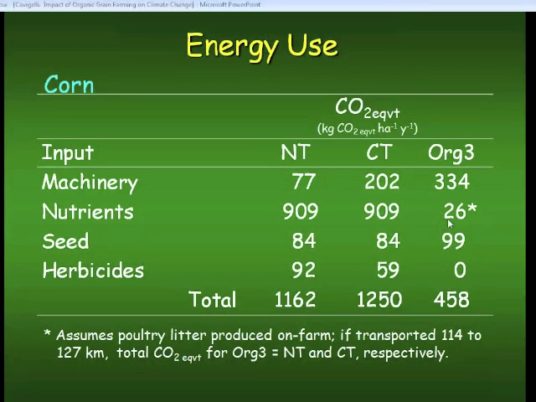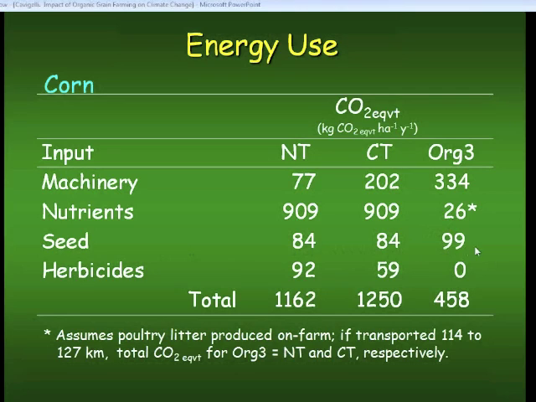What I've done here is used a very conservative estimate, assuming that the poultry litter is produced within a kilometer of the farm. If we change that distance, this number will go up relatively quickly. In fact, if we transport it a little more than 100 kilometers, then this value will look similar to these values over here. So the distance that you transport your poultry litter is an enormous factor in the amount of CO2 emitted in any system that uses manure as a source of nutrients.